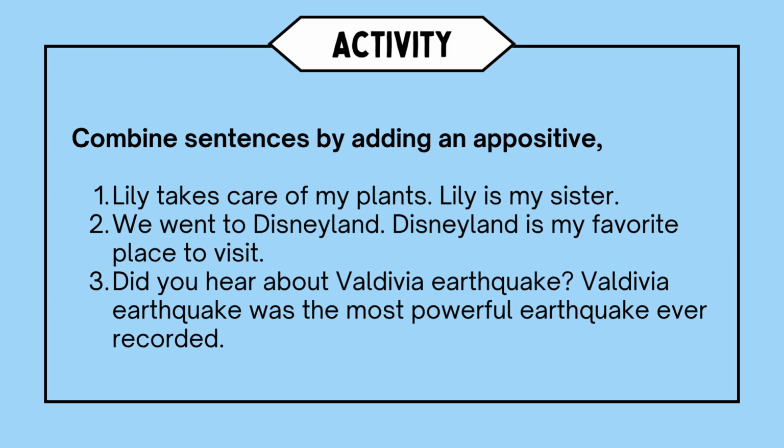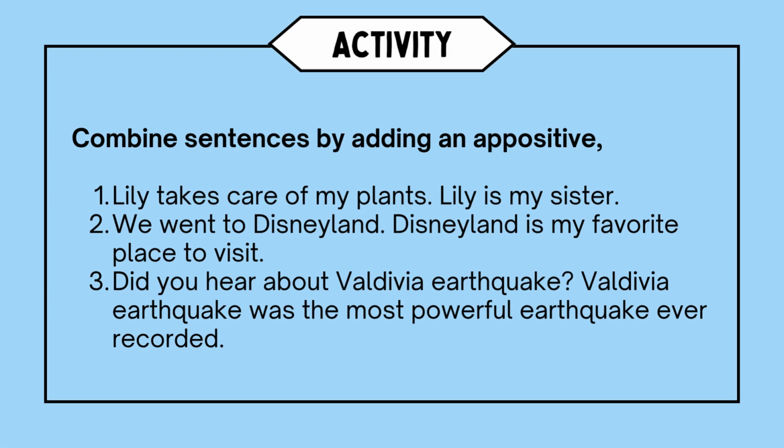Number 2. We went to Disneyland. Disneyland is my favorite place to visit. How can we add an appositive in this sentence? Do we have a certain group of words that describes a certain noun? Yes, my favorite place to visit is actually a group of words that describes the noun Disneyland.